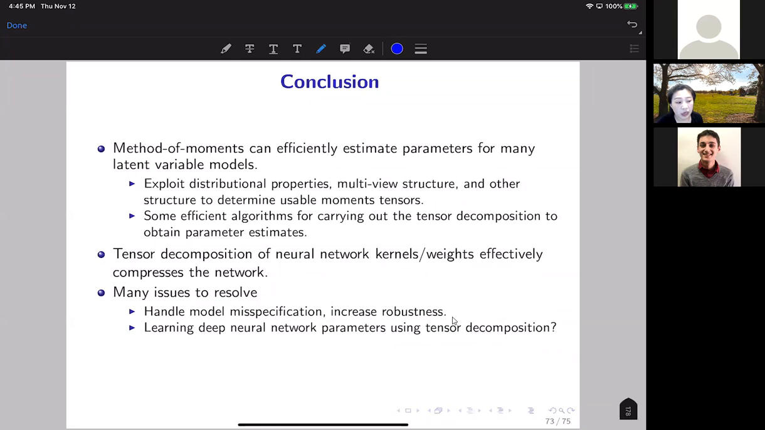And then finally, learning deep neural network parameters using tensor decomposition seems to be possible, but there isn't a concrete algorithm to do that yet. We only know how to do 2-layer neural networks, but we don't know how to do multi-layer. Okay, so finally, I think that's the end of the lecture for latent variable models.